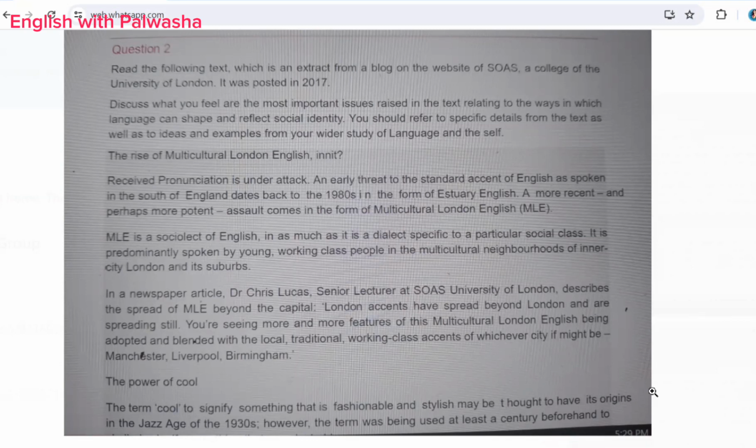Emily is a sociolect of English in as much as it is a dialect specific to a particular social class. It is predominantly spoken by young, working class people. So now they are specifically talking about this group of language, used for a specific class of people, spoken by young working class people in the multicultural neighborhoods of inner city London and its suburbs. So they have defined the place where this language is spoken, Emily. All right, and it's a sociolect of English, right? So now you're going to explain this in this way. You can also relate it with the media. How could you explain it? Just discuss it with me. I'm going to add some more points in it.